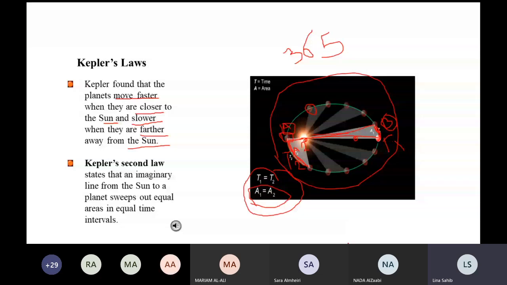So, is there any formula for Kepler's first law and second law? No. Only description, and finding the relation between time, area, and distance. Got it? Go to the third law.